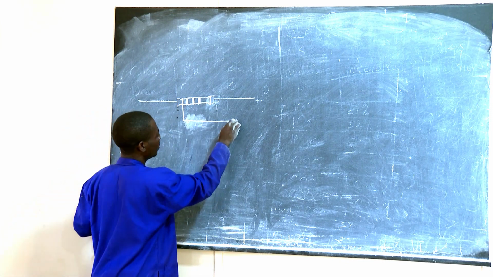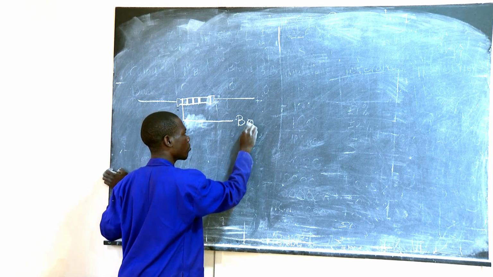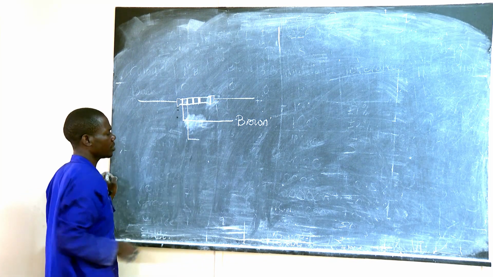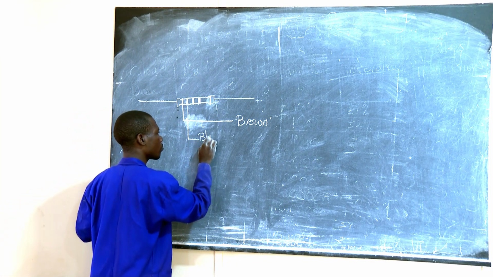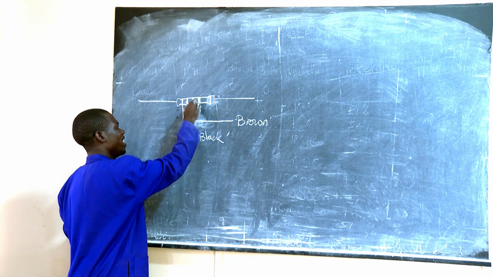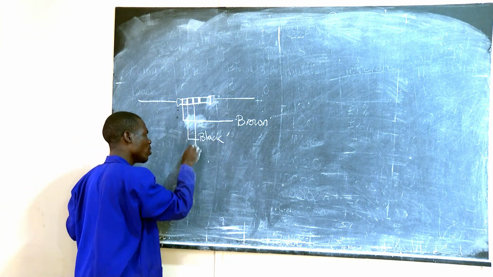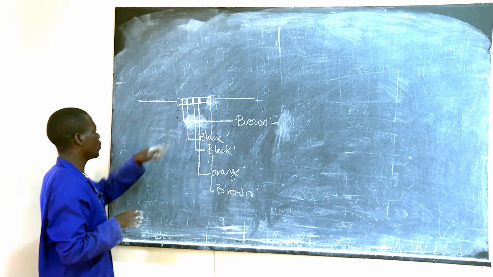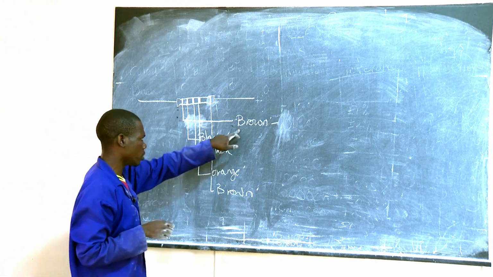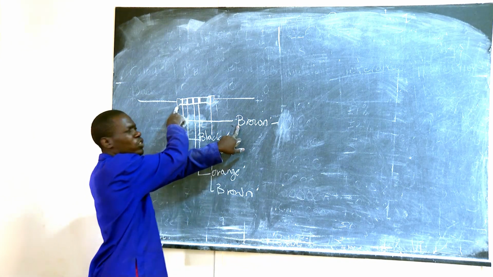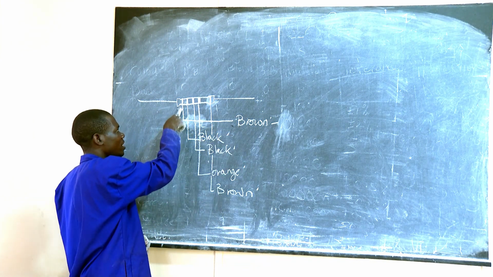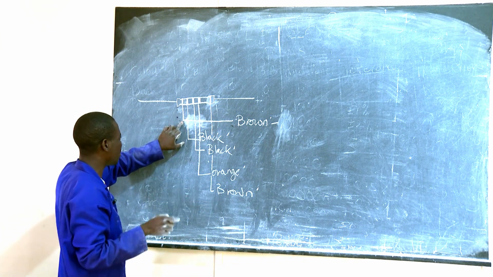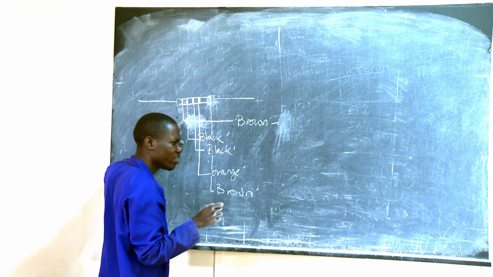Let us assume this first one is brown. Then the second one is black. Then the third one here is also black. So I've said this first one is brown. So this is going to be our first band, our color. From the other side, the first band, brown is having what?